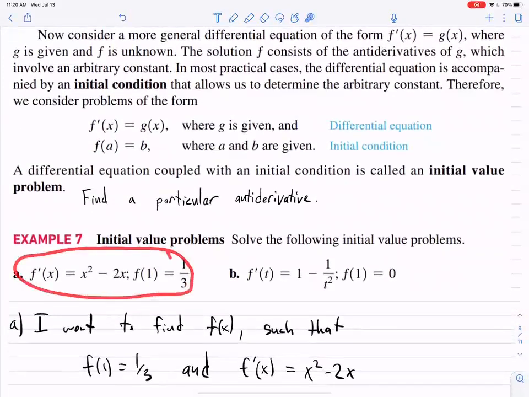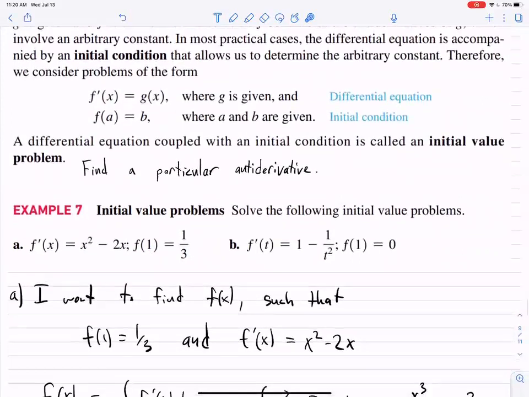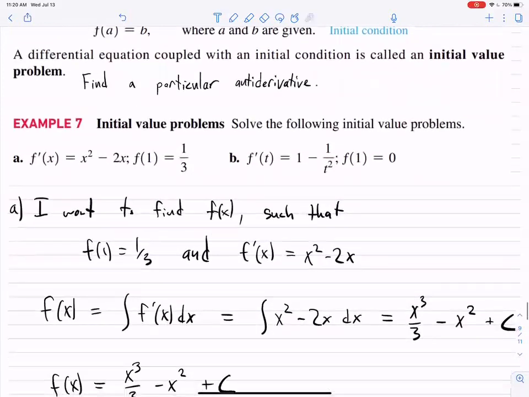So I want a function whose derivative is x squared minus 2x, and I want it to be the particular one that if you plug in 1, you get 1/3. Well, the way we do that is we're going to take the antiderivative of both sides. So take the indefinite integral of both sides. The indefinite integral of this is going to be little f of x, and the indefinite integral of that is something we can actually solve for. And so that's what we do.